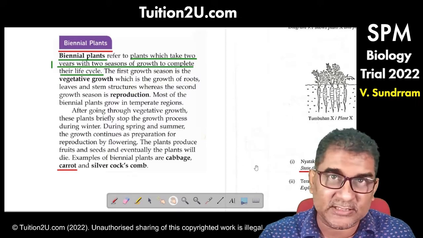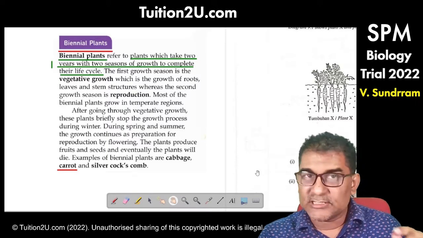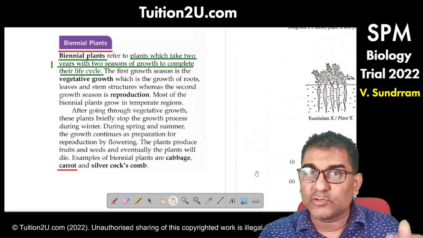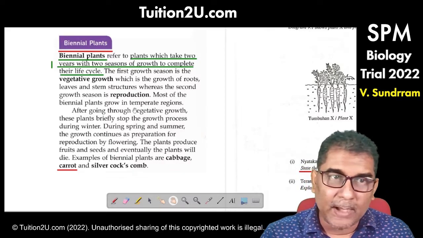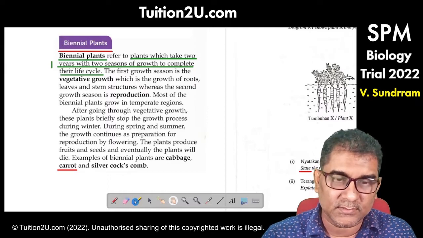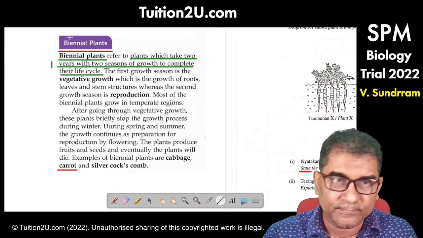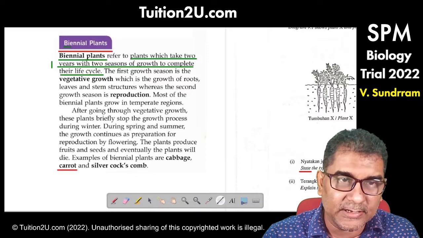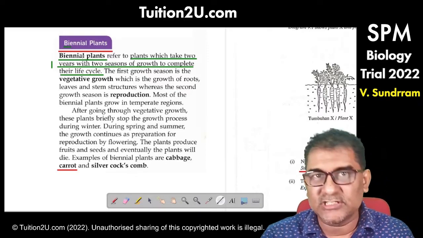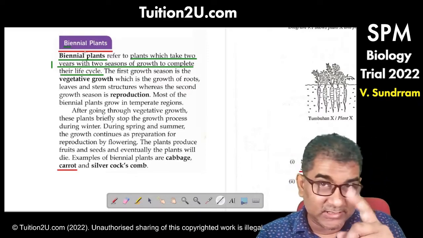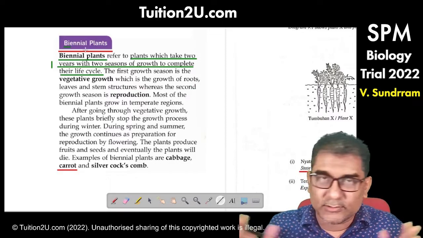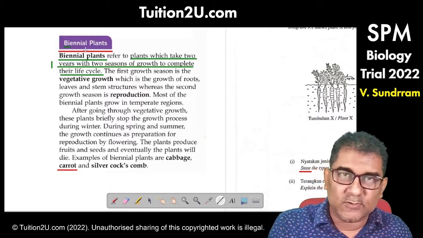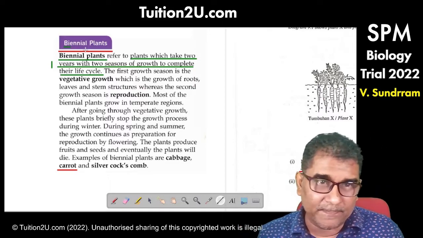You write what's in the textbook, you're going to get 1 mark. This plant takes 2 years or 2 seasons to complete its life cycle. The word bi means 2. So biennial means 2 years or 2 seasons to complete the growth. That is 1 mark. If you say they take 2 years or 2 seasons, we want to know what happened in the first season and what happened in the second season.